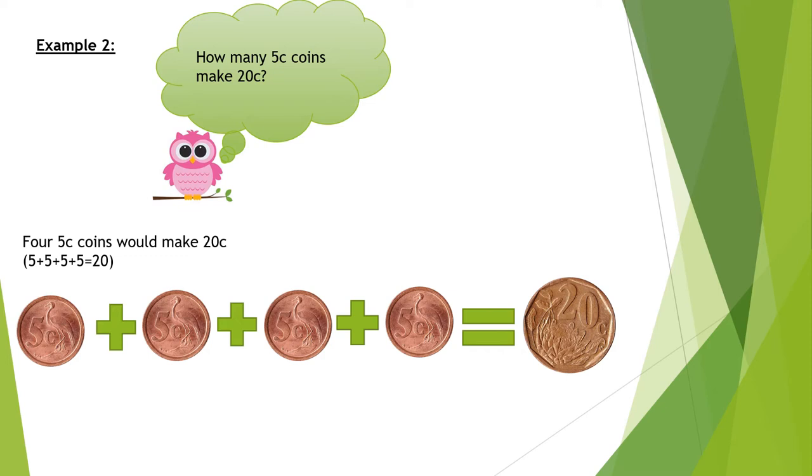Example 2. How many 5-cent coins make 20 cents? 4 coins would make 20 cents. That is, 5 plus 5 plus 5 plus 5 equals 20 cents. 4 times 5 gives you 20.